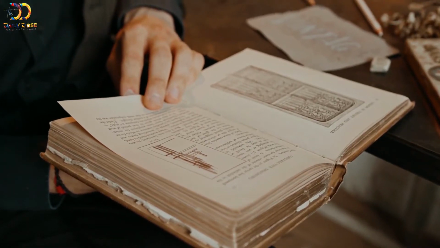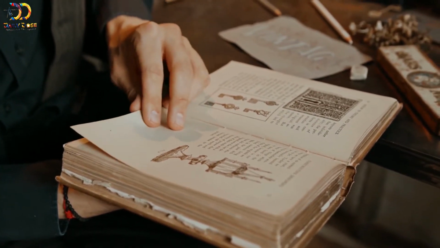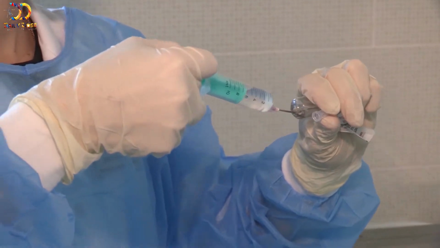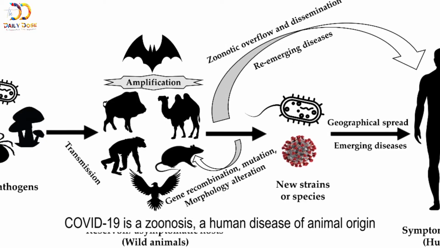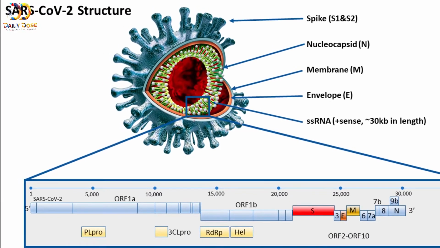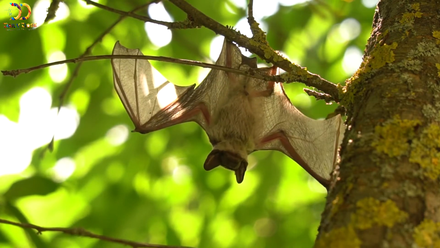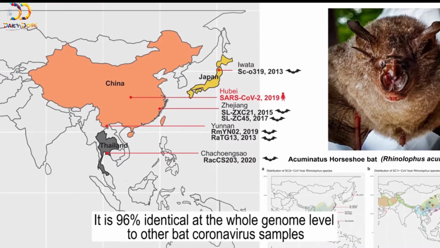Severe acute respiratory syndrome coronavirus 2, SARS-CoV-2, is a novel severe acute respiratory syndrome coronavirus. It was first isolated from 3 people with pneumonia connected to the cluster of acute respiratory illness cases in Wuhan. SARS-CoV-2 is closely related to the original SARS-CoV. COVID-19 is a zoonosis, a human disease of animal origin. Genetic analysis has revealed that the coronavirus genetically clusters with the genus Betacoronavirus in subgenus Sarbecovirus lineage B together with 2 bat-derived strains. It is 96% identical at the whole genome level to other bat coronavirus samples.